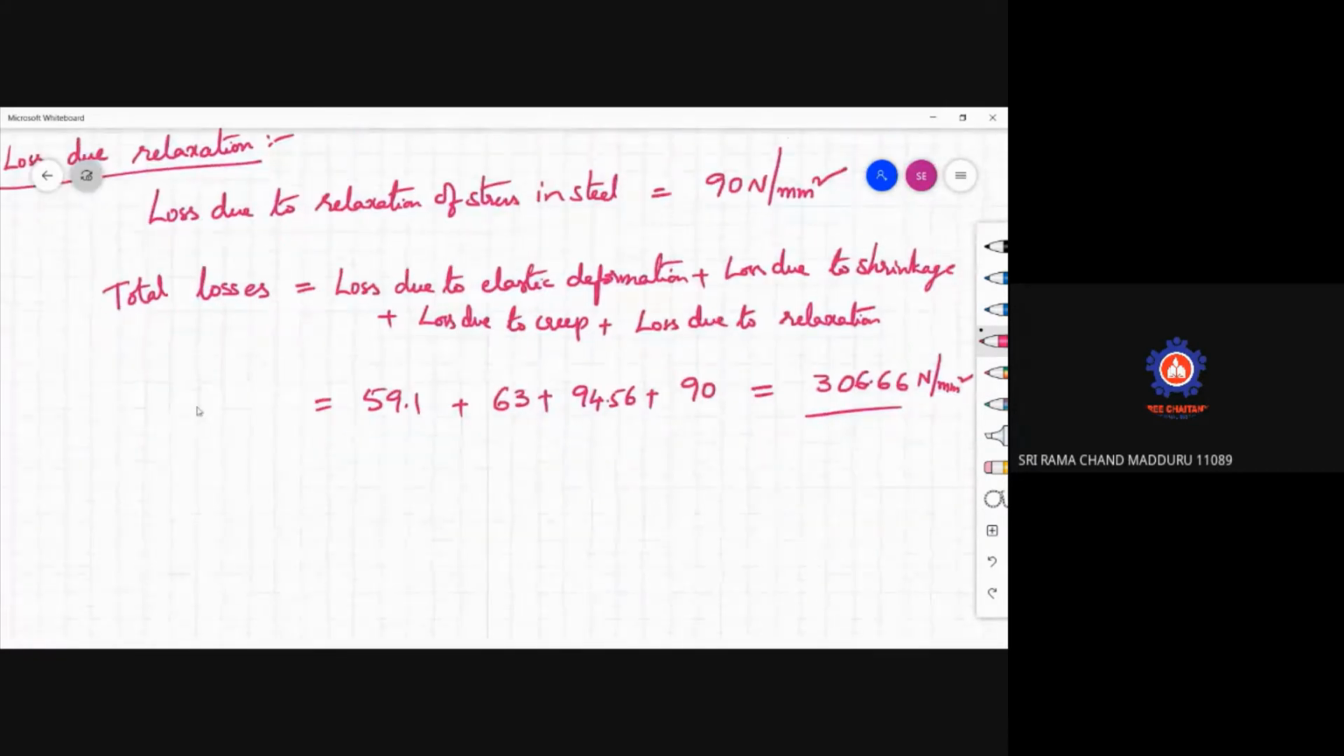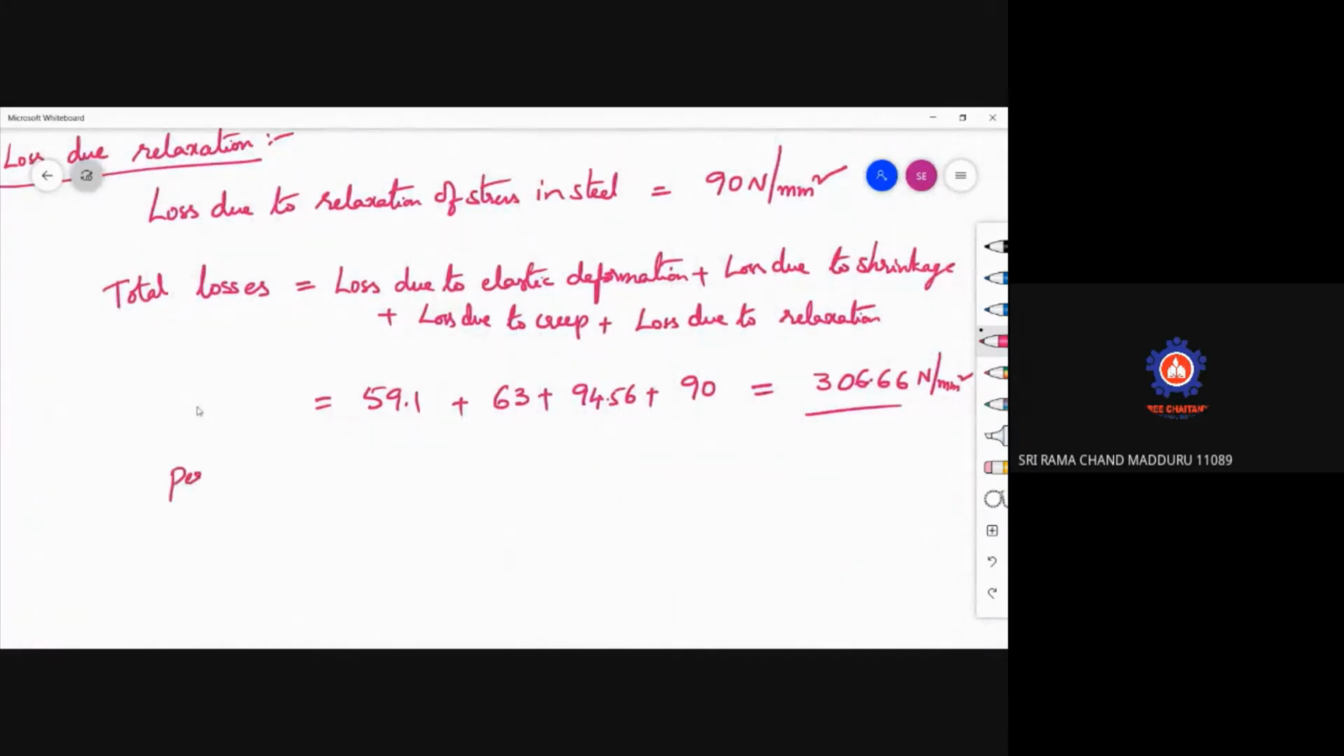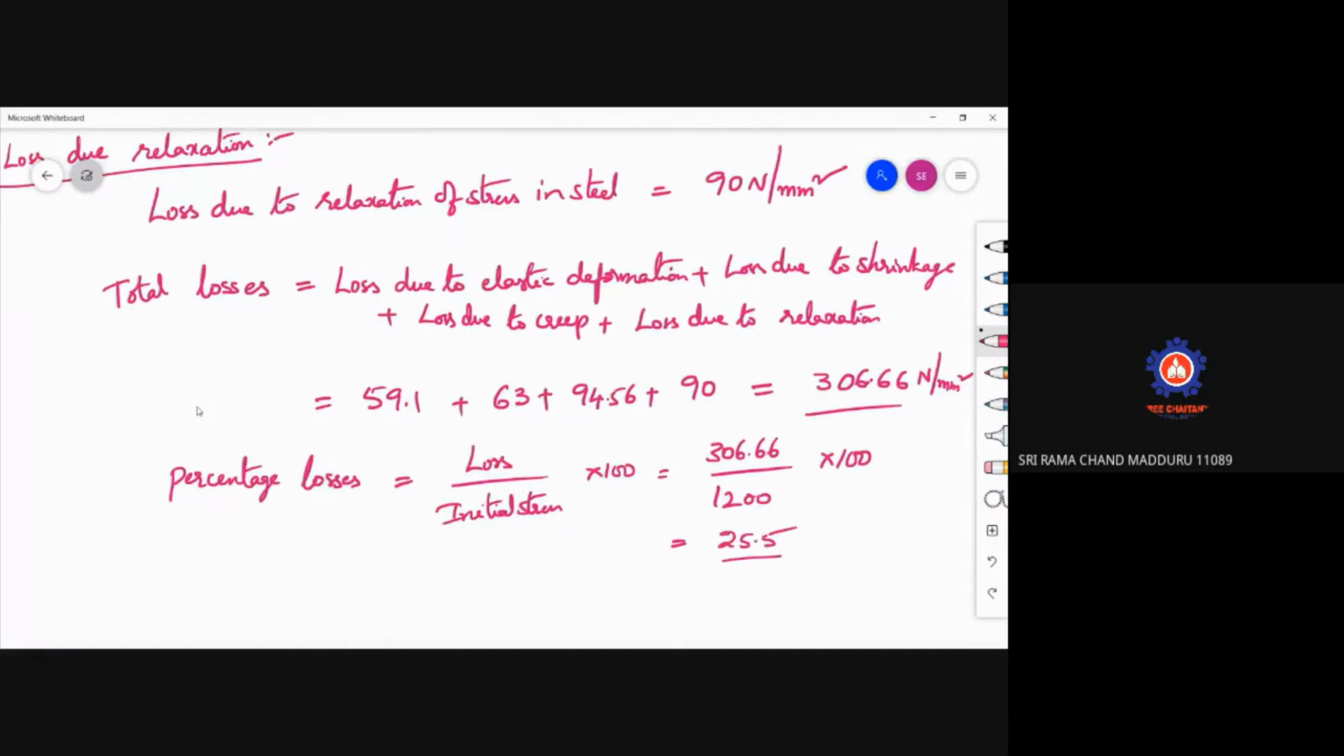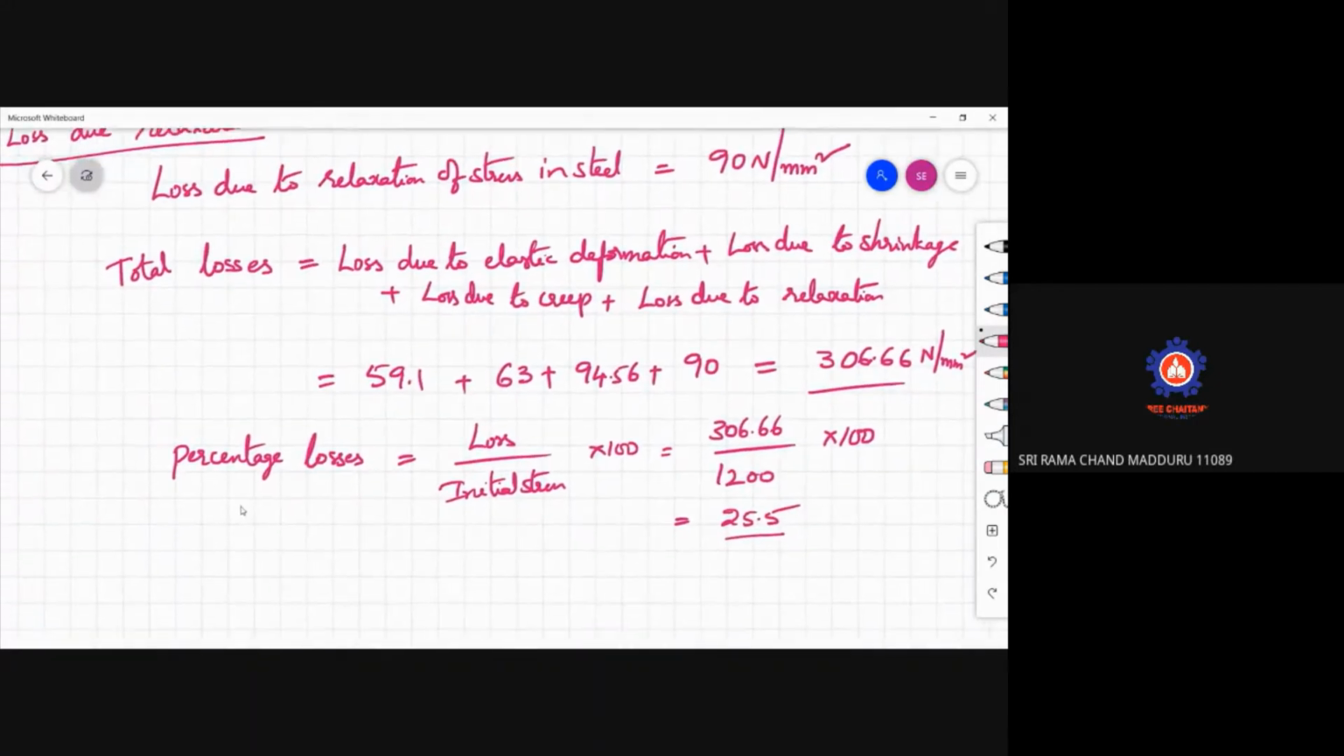Now we need to calculate percentage losses. So to calculate the percentage loss, it is loss by initial stress into 100. Loss is 306.66 by initial stress 1200 into 100. That is the value. So this is how we will calculate the total losses.